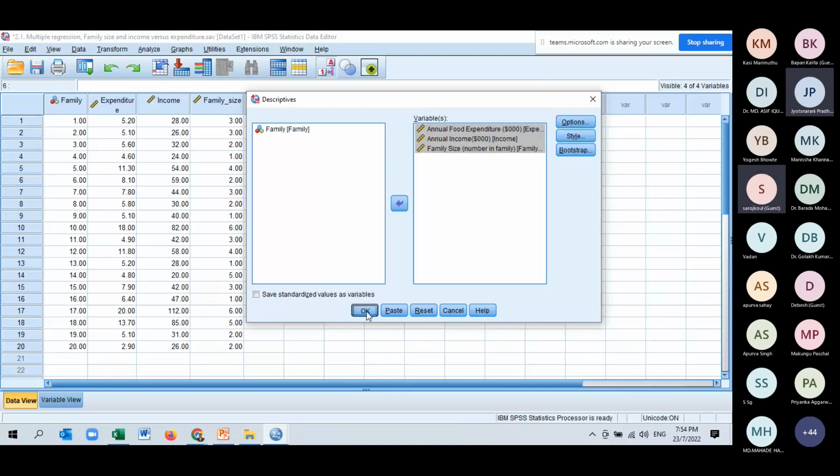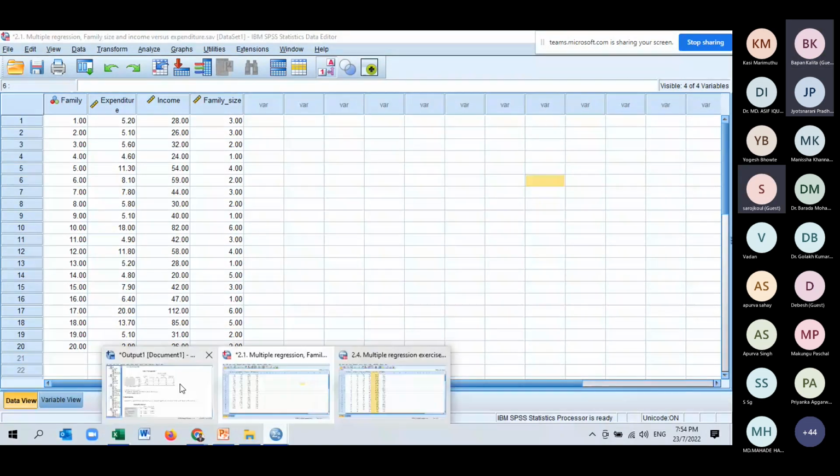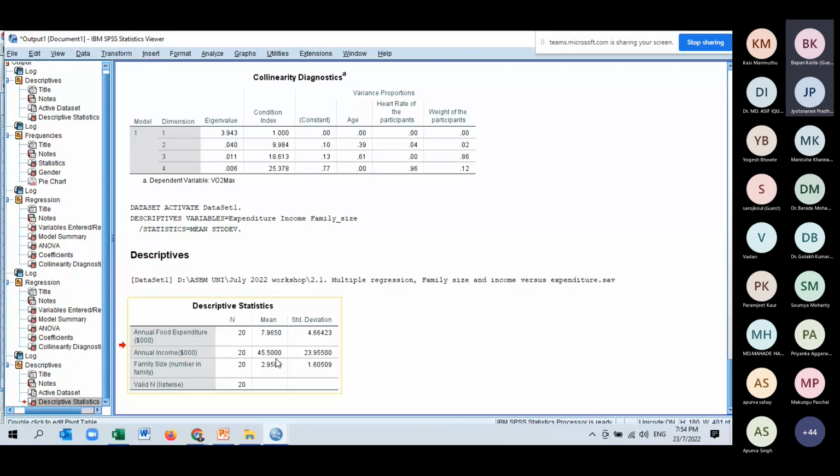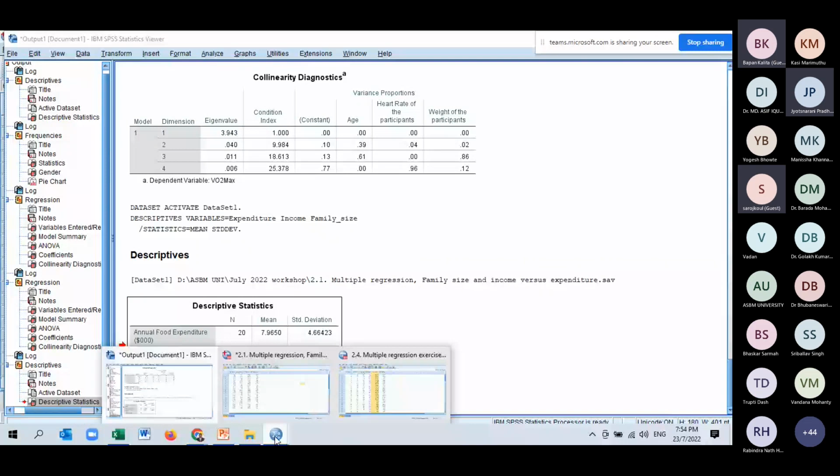So you have a simple output. Annual food expenditure is in $1,000, and annual income is also in dollars. Family size is around 2.95 on average. So this is the descriptive statistics. Shall we run the multiple regression?